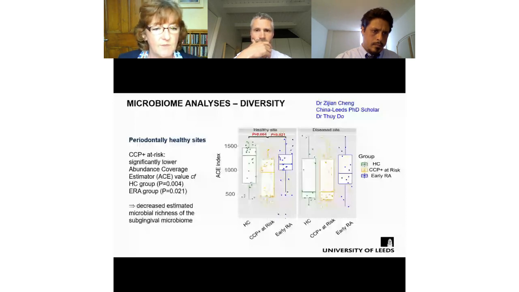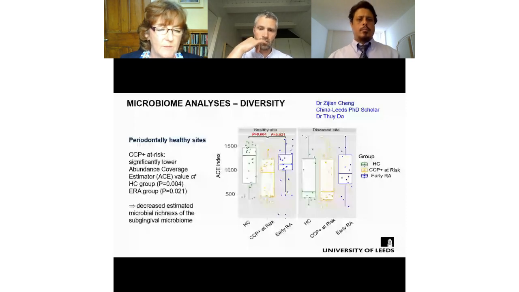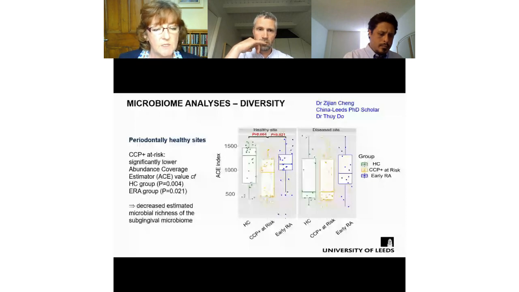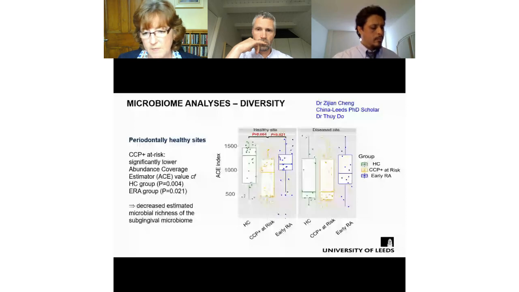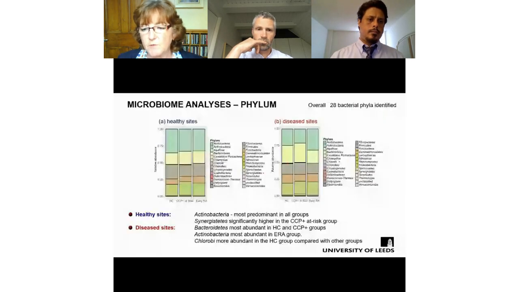So in terms of alpha diversity, we found that at healthy sites, we are particularly interested in the healthy sites, there was significantly lower diversity in the CCP at-risk group compared to the healthy control group and compared to the ERA group. So there was a decreased microbial richness of the microbiome. In terms of beta diversity, there was also significant clustering of the microbiomes based on RA status in both healthy and disease sites. So the community structure is influenced by the RA disease status.